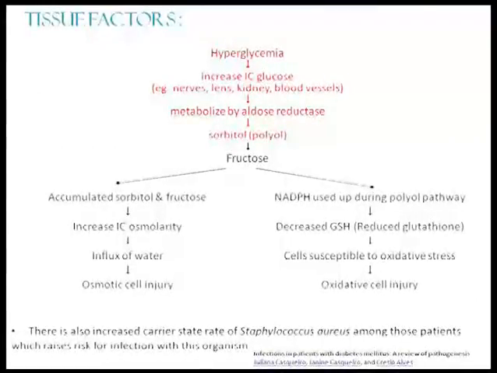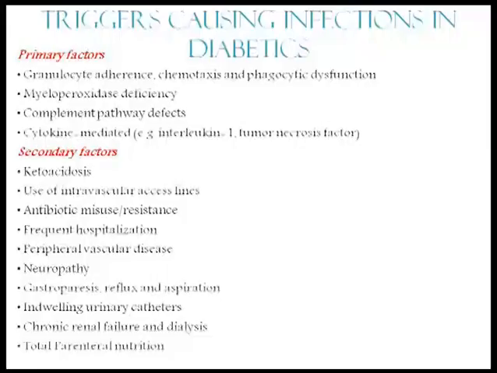There are various tissue factors also. Hyperglycemia as such increases the intracellular glucose, thereby leading to these 2 important pathways, whereby there is osmotic cell injury, oxidative cellular injury, and an increased carrier state of the staphylococci. Most of the atypical infections are due to staphylococci. That's the reason they are being harbored. These are a few triggering factors which we have discussed earlier.